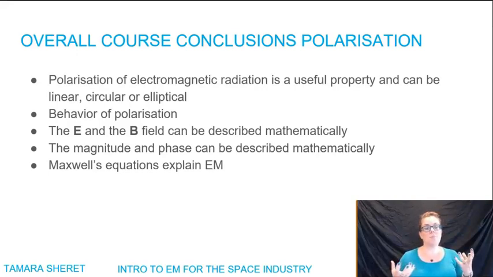We know how this polarization behaves, what happens to it when it gets reflected, what happens to it when it goes through a grid. We know there's all ways of selecting certain polarizations. We looked at how the electric and the magnetic field can be described mathematically, and within this we've got the magnitude and the phase, how that's described mathematically, and that this is a really useful tool to have. We also looked at Maxwell's equations, and what we need to know from that is that they explain electromagnetism for us.